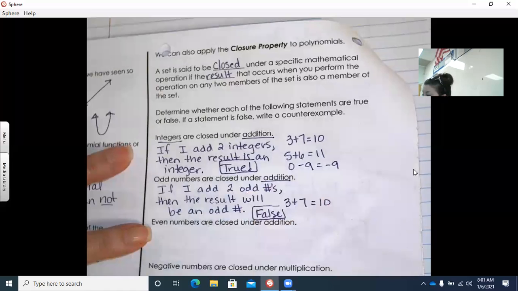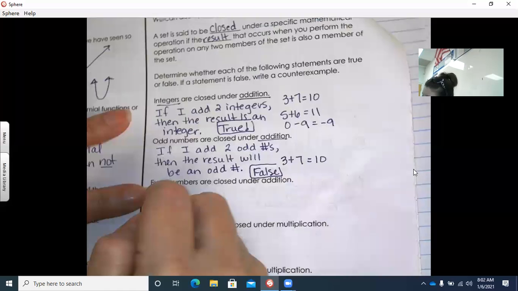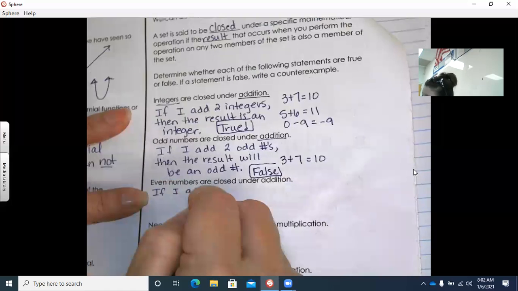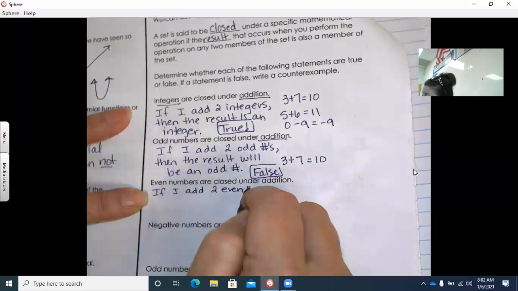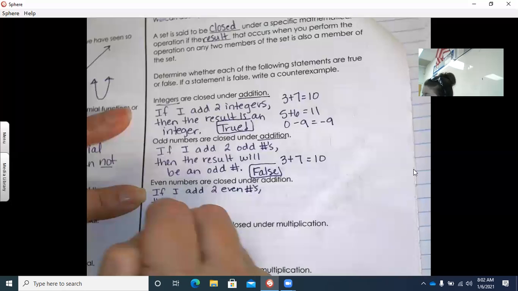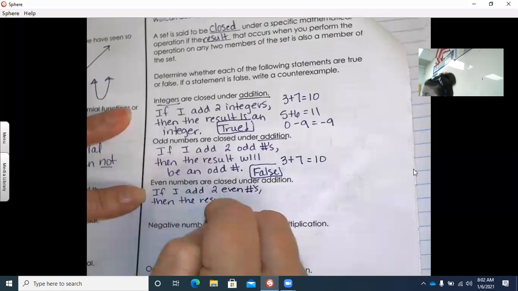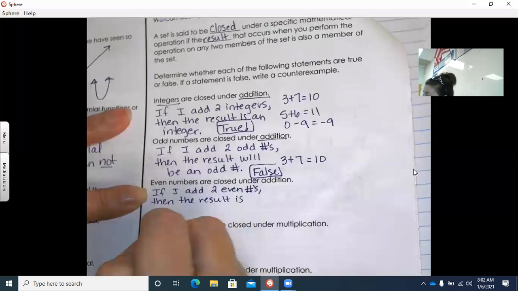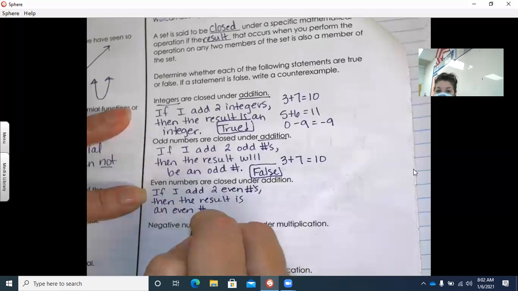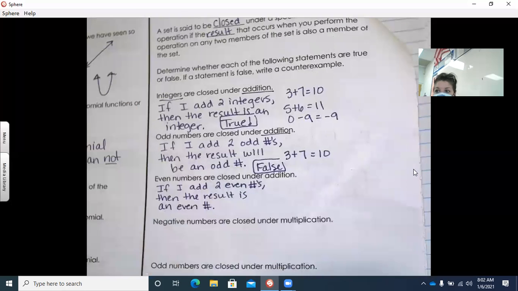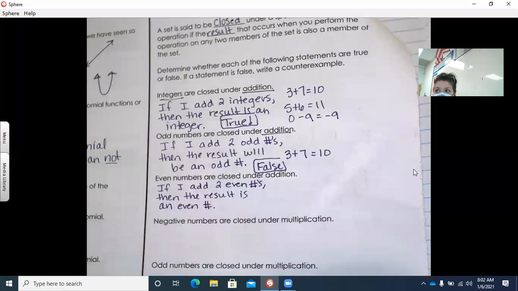Even numbers are closed under addition. That means if I add two even numbers, then the result is an even number. You think that's true or false? True. Let's think of some examples.